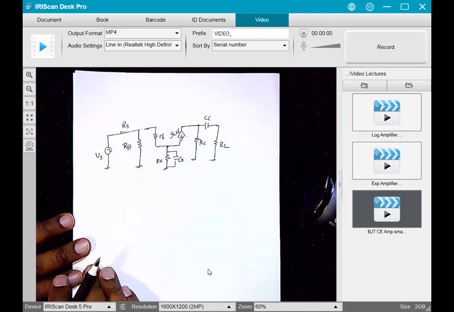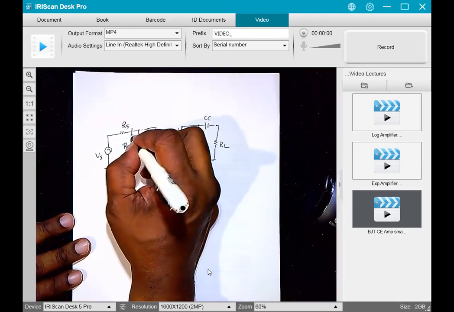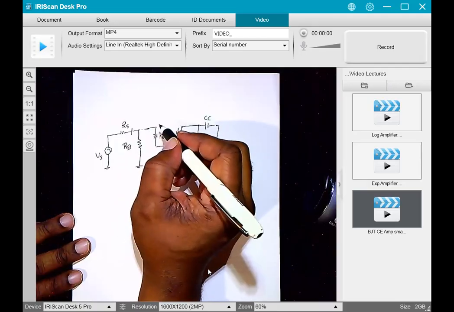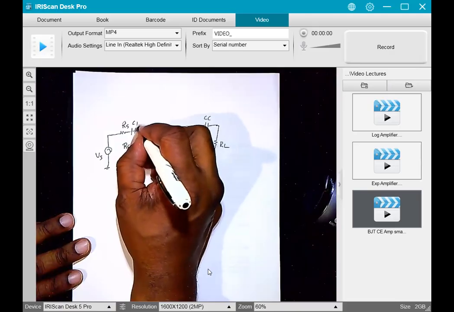What about the RB capacitor? Thank you. I was like, something's missing. CB capacitor. Yeah, I know what you mean. Well, yeah, I was like, something's missing here. Oh, that went here. CB. Thank you.